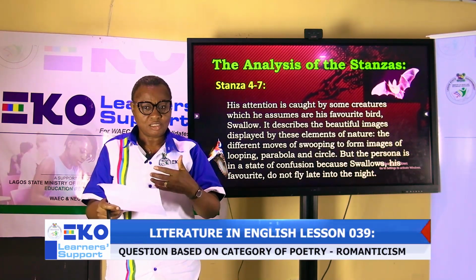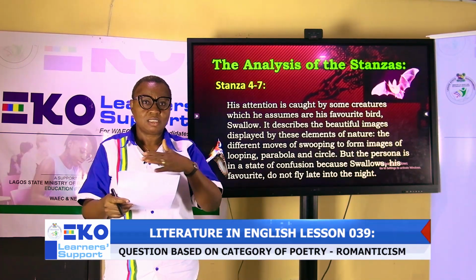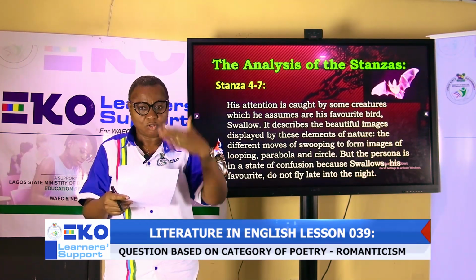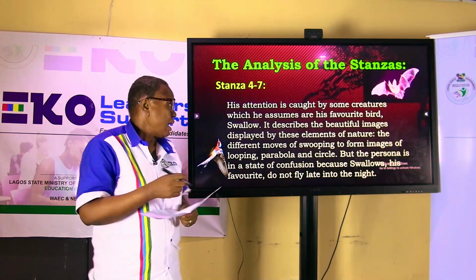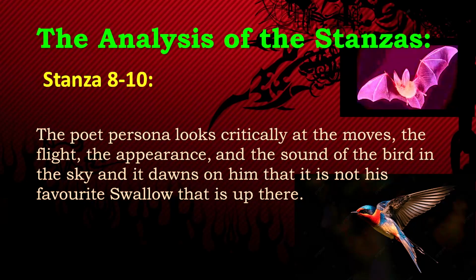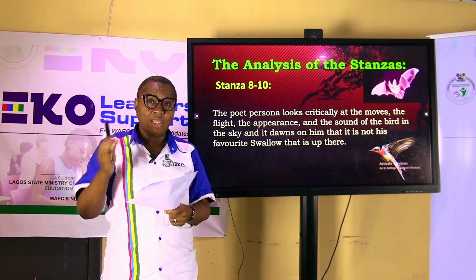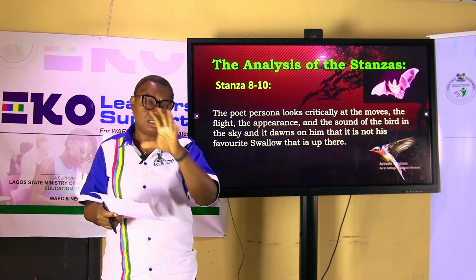So there is hesitation, there is confusion. At that point, his exuberance is cut short. And so we go to stanza 8 to 10. The poet persona looks critically at the moves. And at this point, the man now begins to look up there and begin to look at the images.